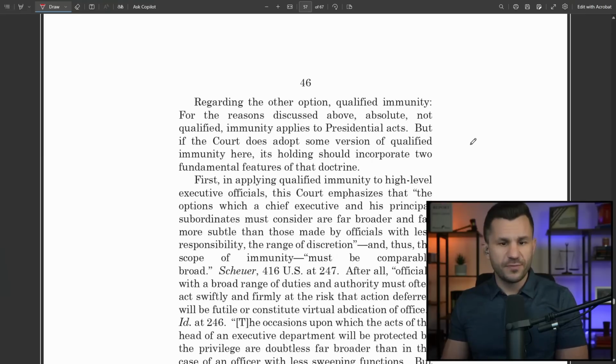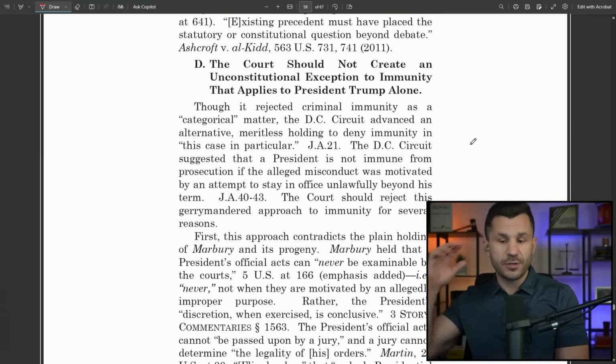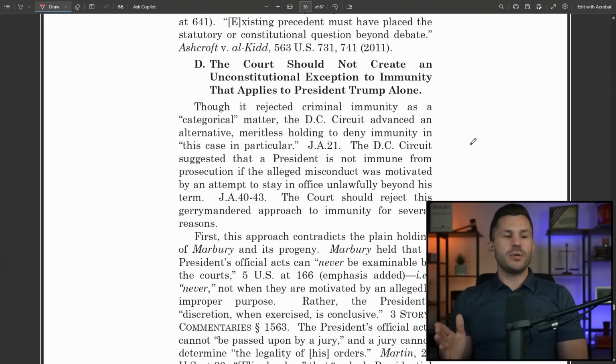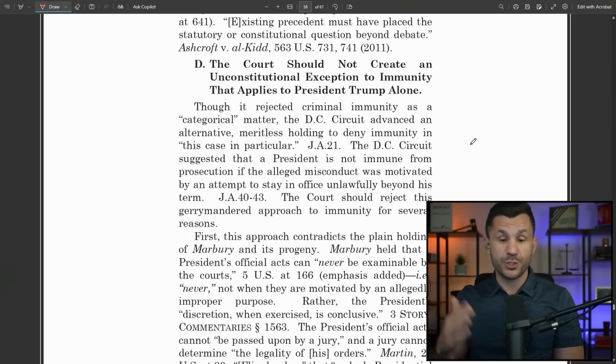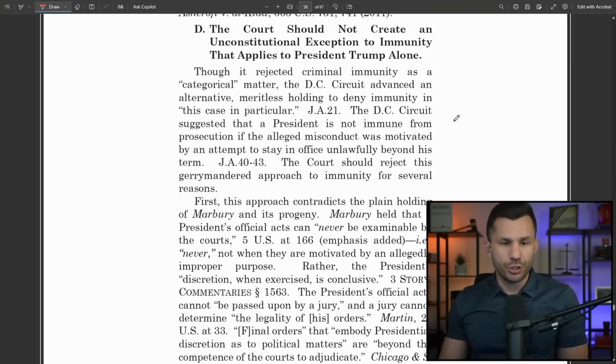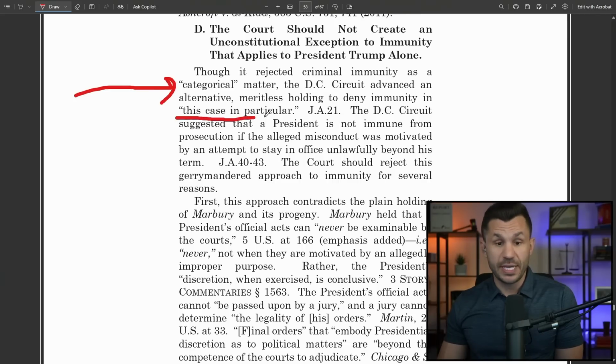They tell us more about Fitzgerald, and here is where they're talking about not gerrymandering this case. Something we've seen a lot here is Chutkan and the circuit courts, they always say, but Trump. Trump is so bad. We know this case is kind of abnormal, but Trump is so bad, so we're not even going to sign our per curiam opinion, and we're just going to get it out. Now, the court should not create an unconstitutional Trump exception. They say, though it rejected criminal immunity as a categorical matter, the D.C. Circuit advanced a meritless holding to deny immunity to, quote, Trump in particular.